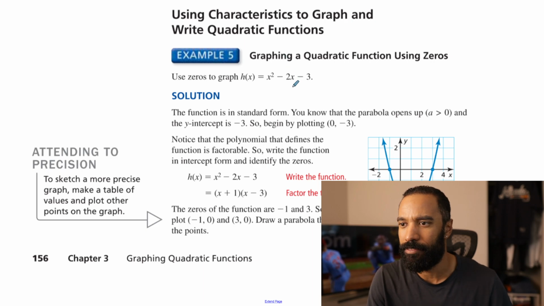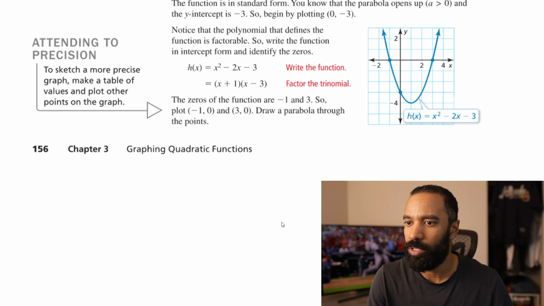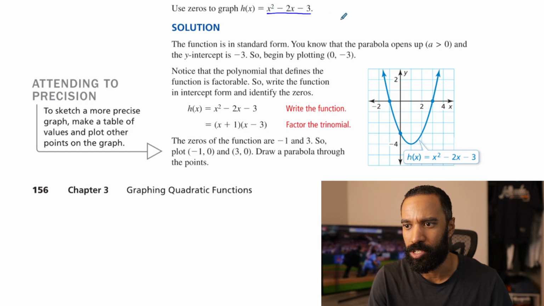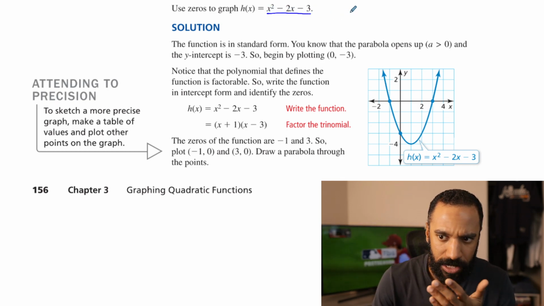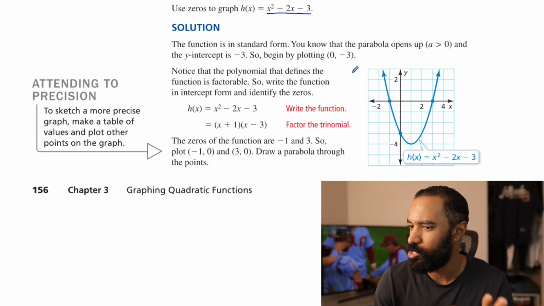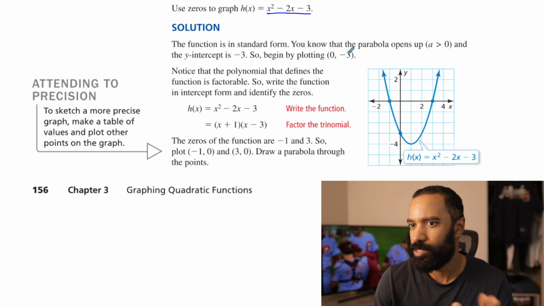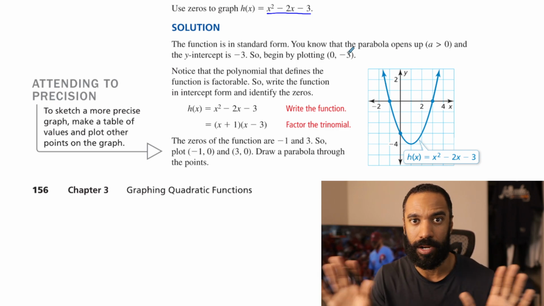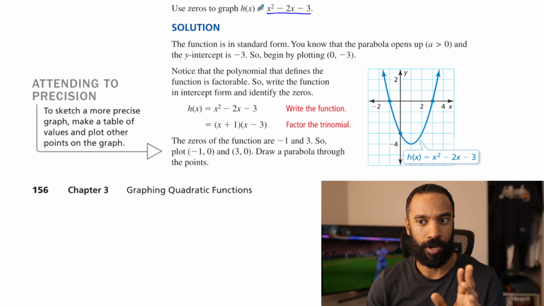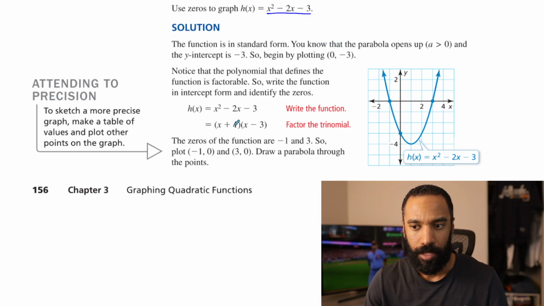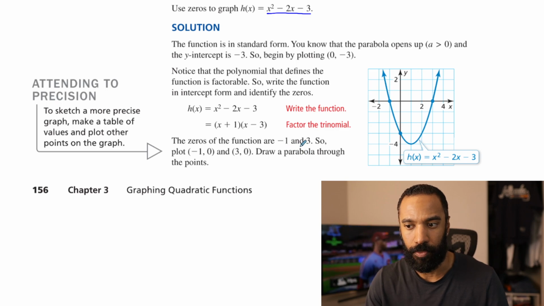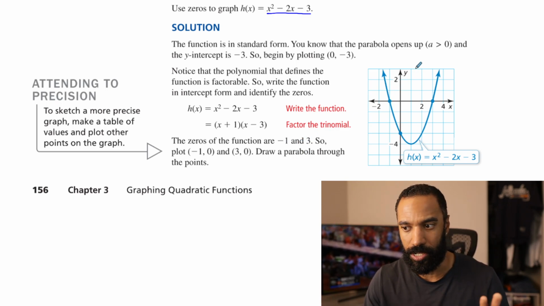Using characteristics to graph and write quadratic functions. So let's use the zeros to graph h of x equals x squared minus 2x minus 3. It's still going to be the same thing as before. They say use the zeros. The zeros are the x-intercepts. Honestly, I see no change in these problems, just a different word. We still factor it. If you set it equal to 0, then you get negative 1 and positive 3 as your x-intercepts. Those are those points. They're just interchanging the terminology.